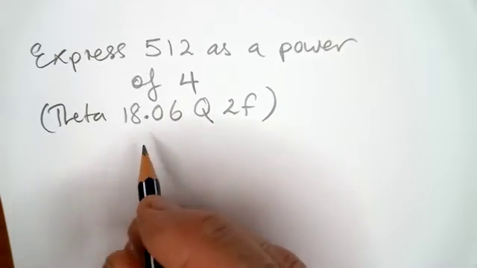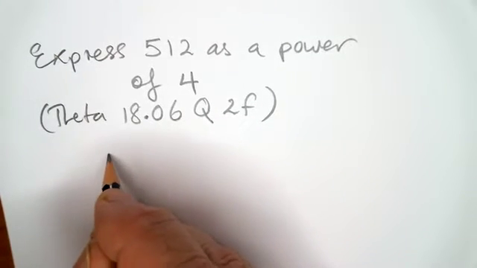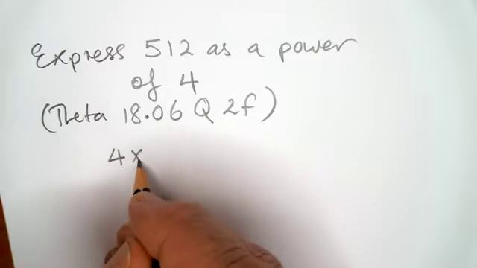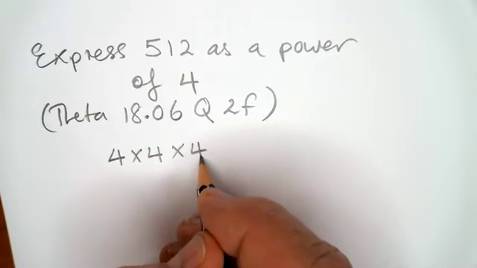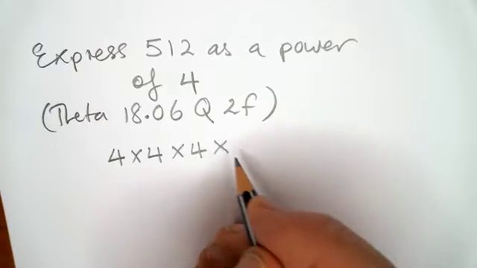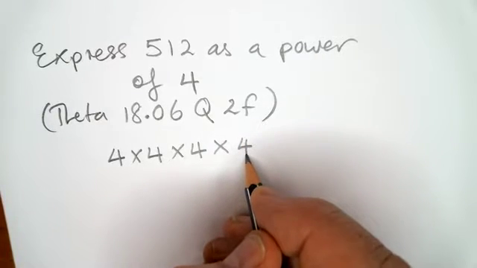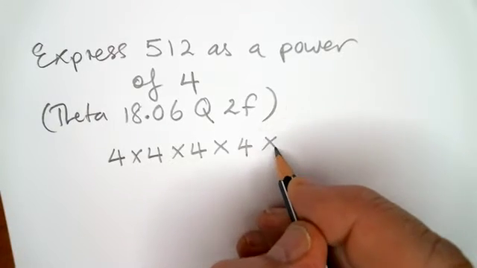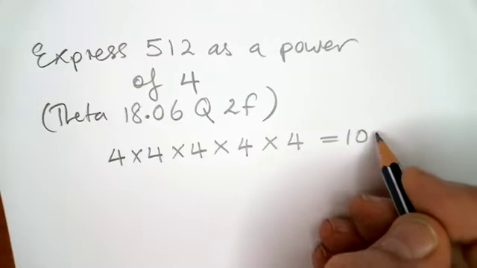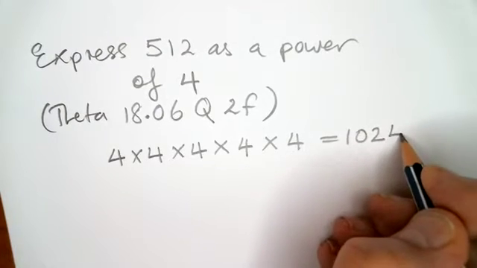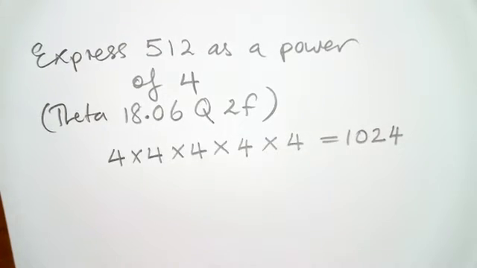So if I was to take 4 and I was to look at 4 times 4, well, we know that's 16, times another 4, well, then that's 64. If we multiply it by another 4, that's going to be 256. If we multiply that another 4, we get 1,024, which is a bit too big, yeah?